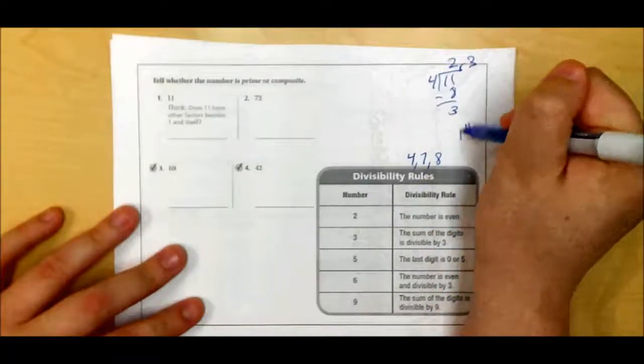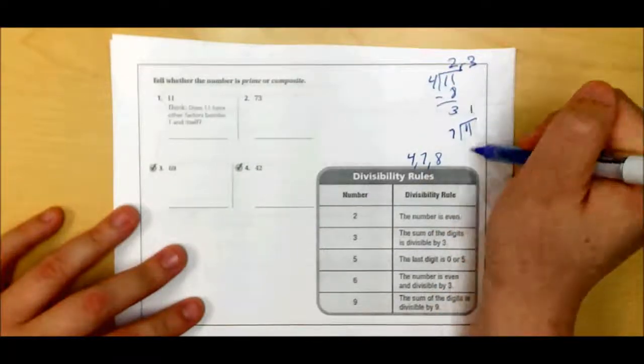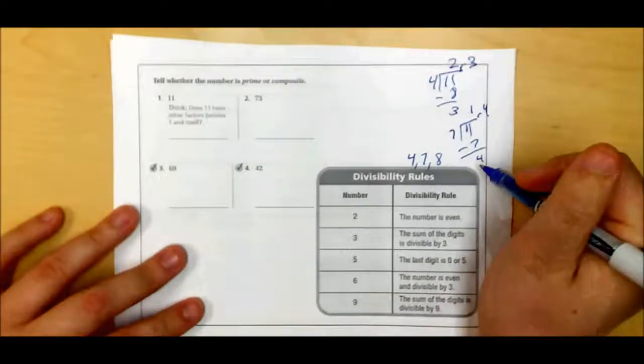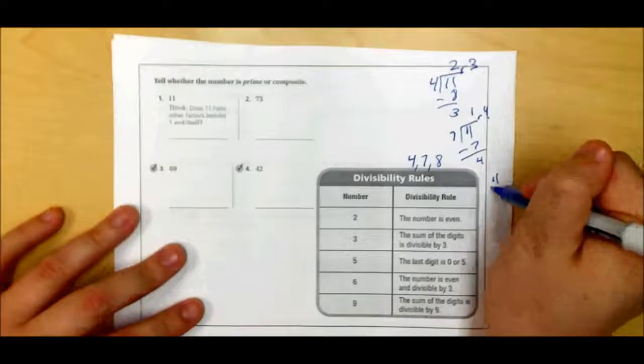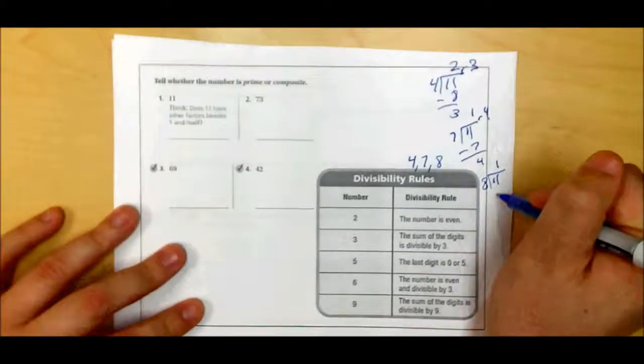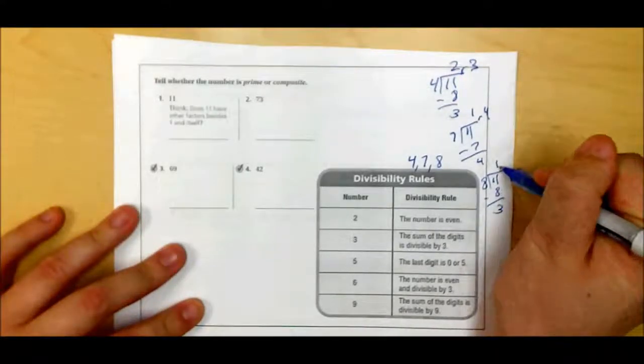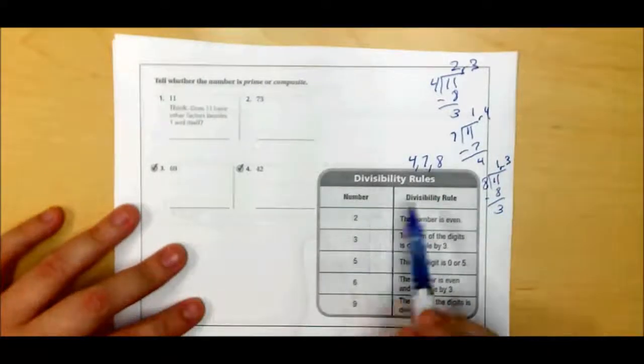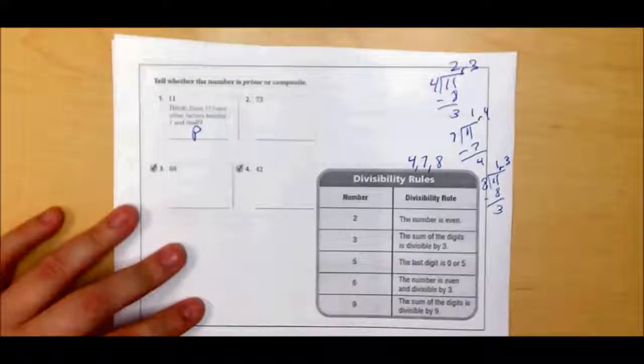Let me try dividing it by 7. 7 goes into 11 1 time, and I got a remainder of 4. That's not divisible by 7. And I will try to divide it by 8. 8 goes in 1 time, and I get a remainder of 3. So this is not divisible. 11 is not divisible by any of these numbers, so it is prime. I'm just going to put P for prime.